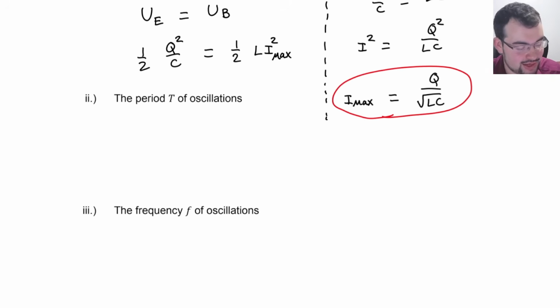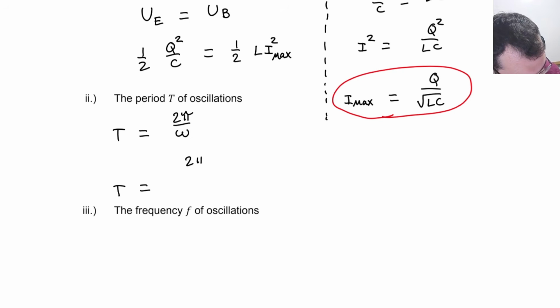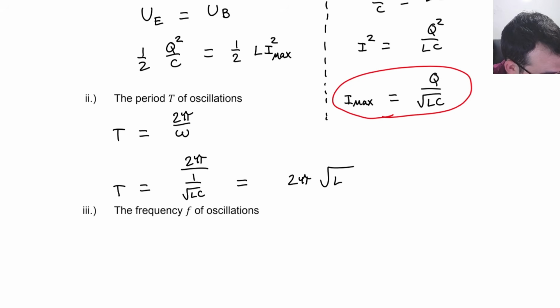All right, what's the period of oscillations? Well, by definition, period is 2 pi divided by omega. So T is equal to 2 pi divided by 1 divided by square root LC, and we just essentially derived that expression again.